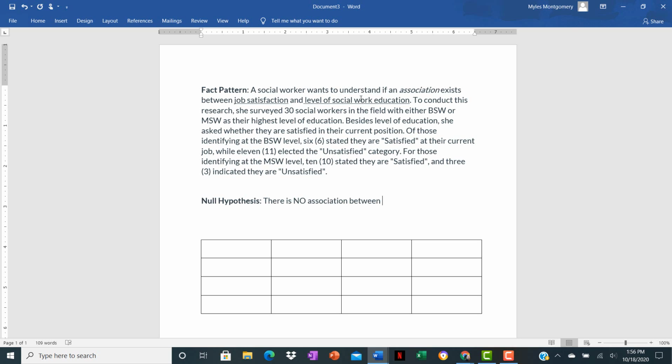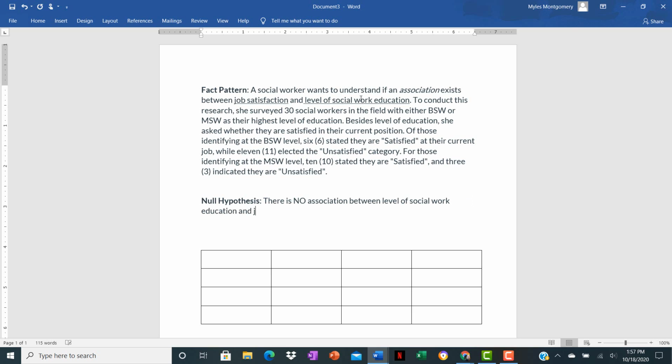between, now we have to talk about the 2 variables, level of social work education and job satisfaction. So I have a constructed null hypothesis here, and this is what we're going to be operating on throughout the exercise. And we're going to determine at the end whether or not we're going to accept or reject this. So there's no association between level of social work education and job satisfaction.